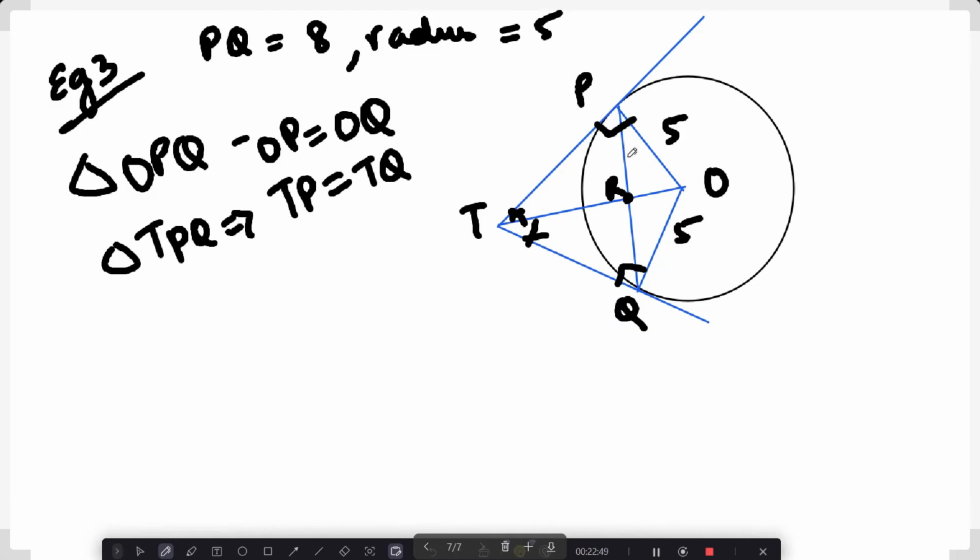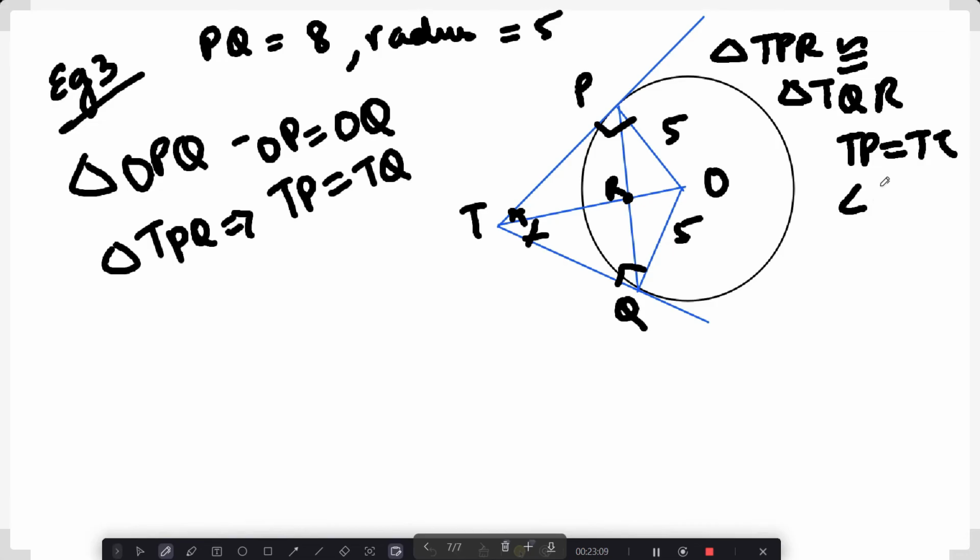TPR and TQR, एक साइड कॉमन है, ऐसे ऐसे ये भी कॉन्ग्रुएंट हो चुके हैं, right? Triangle TPR is congruent to triangle TQR. How? TP equal to TQ, angle bisector, common side. So ऐसे ऐसे कॉन्ग्रुएंट हो चुके हैं ये. ठीक है, कॉन्ग्रुएंट हो चुके हैं, इसका मतलब कि ये भी और ये इक्वल है. ये एंगल्स तो 90 डिग्री हो गए क्योंकि 180 डिग्री है, तो ये परपेंडिकुलर है और साथ में इक्वल भी है.